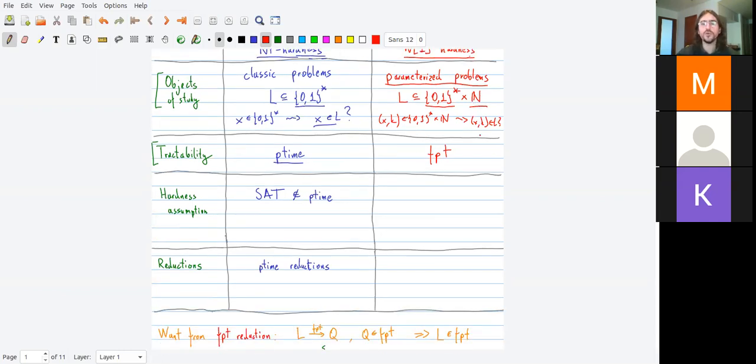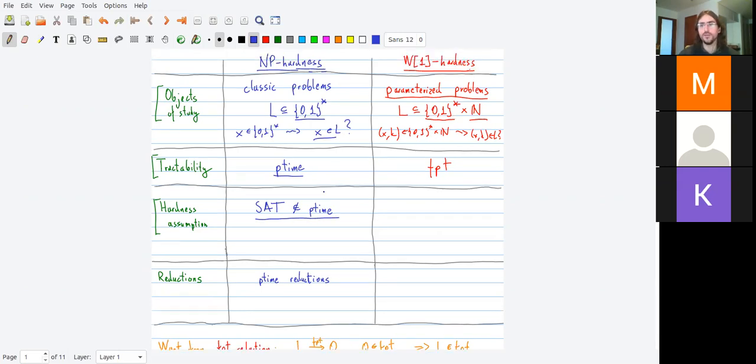Then you also need to have a hardness assumption. You need to assume that some problem is not tractable in order to be able to deduce that other problems are probably also not solvable. The usual assumption in the theory of NP-hardness is that the SAT problem, given a Boolean propositional formula, whether there is an assignment of the variables that satisfies it, cannot be solved in polynomial time, right?